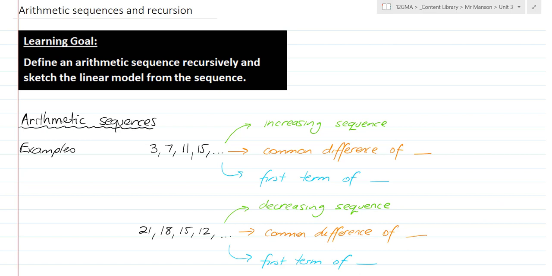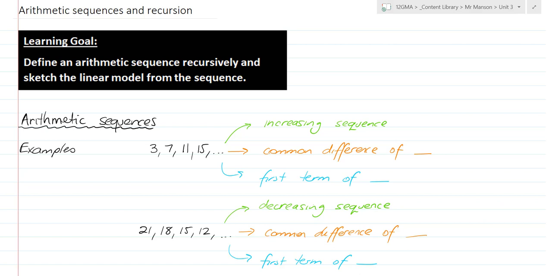I'm hoping by the end of today's lesson you can define an arithmetic sequence recursively and sketch a linear model for the sequence. So there's a bit of a hint in there. Arithmetic sequences, if you're going up by a common difference each step, create a linear function. So you should recognise how the sequences look. This whole topic is really just another way for us to define linear functions, and the way we define it here does relate nicely to some context.